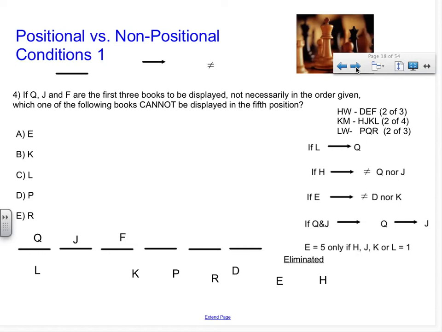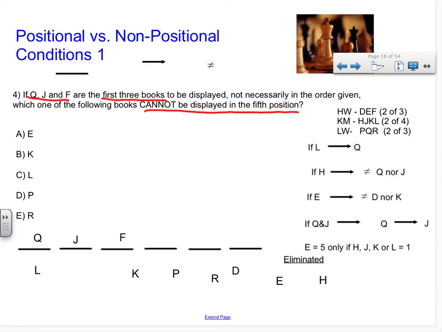We will continue. Let's take a moment to read through the following question together. If Q, J, and F are the first 3 books to be displayed, not necessarily in the order given, which one of the following books cannot be displayed in the 5th position? So let's highlight the key points. If Q, J, and F are the first 3 books to be displayed, not necessarily in order, which one of the following books cannot be displayed in the 5th position?